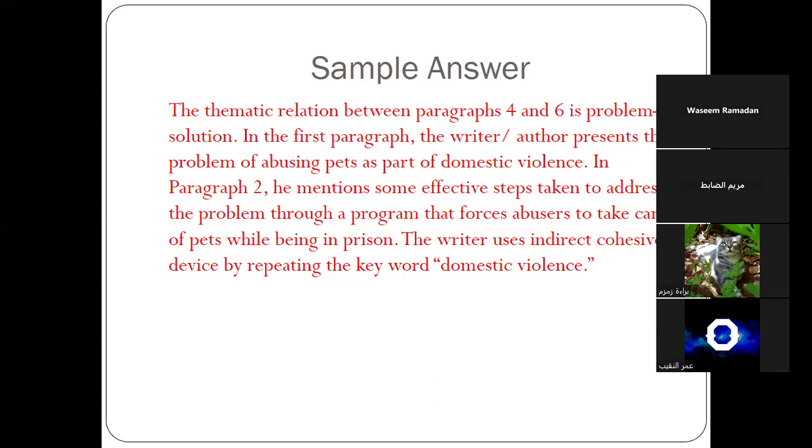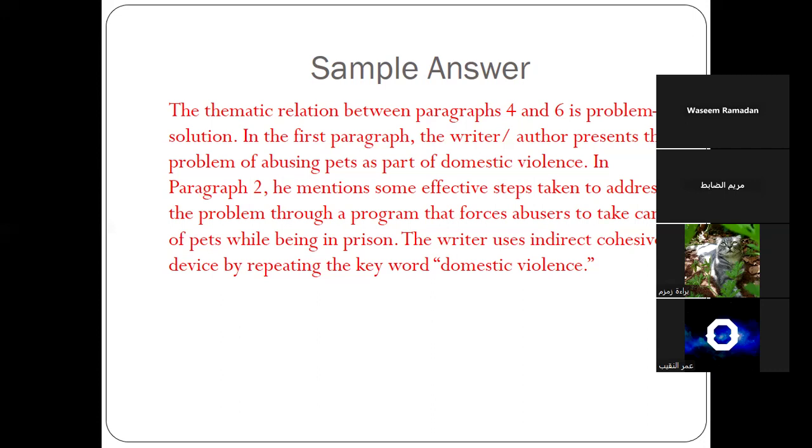How do we answer? First of all, we start with the type of the thematic relation itself. We start with the type. Why? If I ask you this question in the exam, and let's say this question is graded as 1 point, half the grade is for the type. If the type is correct, you directly take half a point, half a grade. So how do we answer? We always start with the type. Fine? So the thematic relation is problem solution.